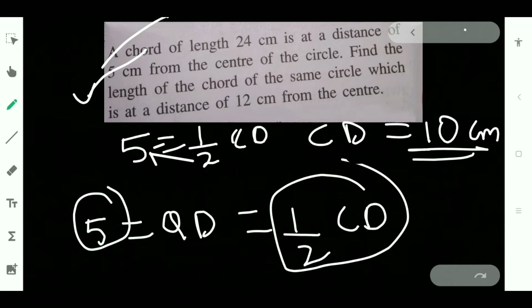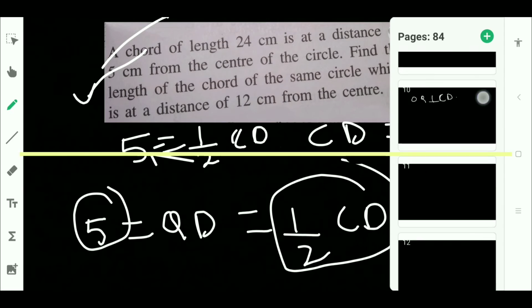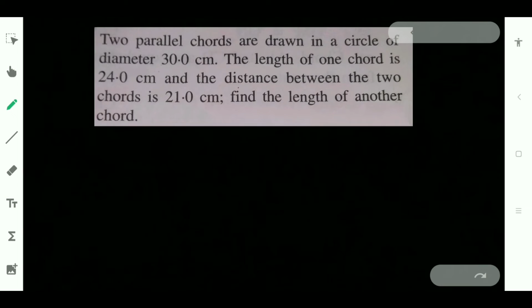Good question. This is some point to be expected. So this is the next question. Just have a look at it. Two parallel chords are drawn in a circle of diameter 30 centimeter. The length of one chord is 24 and the distance between the two chords is 21. Find the length of the other chord.